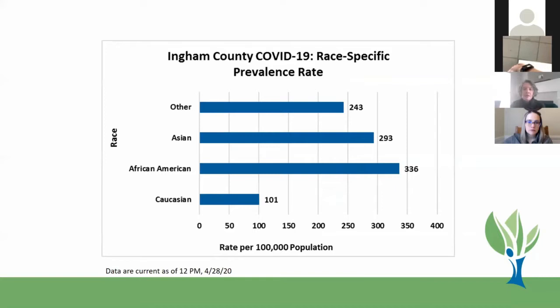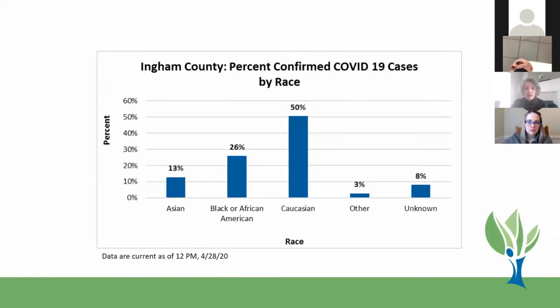Our rate-specific prevalence is 336 for African Americans, 101 for Caucasians, 293 for Asians. So we are looking at people of color across the board disproportionately impacted as we see this outbreak continue. And that's been reported nationally. That's being seen in the city of Detroit. We're just seeing this across the board, every community, every city, every state, and across the country.